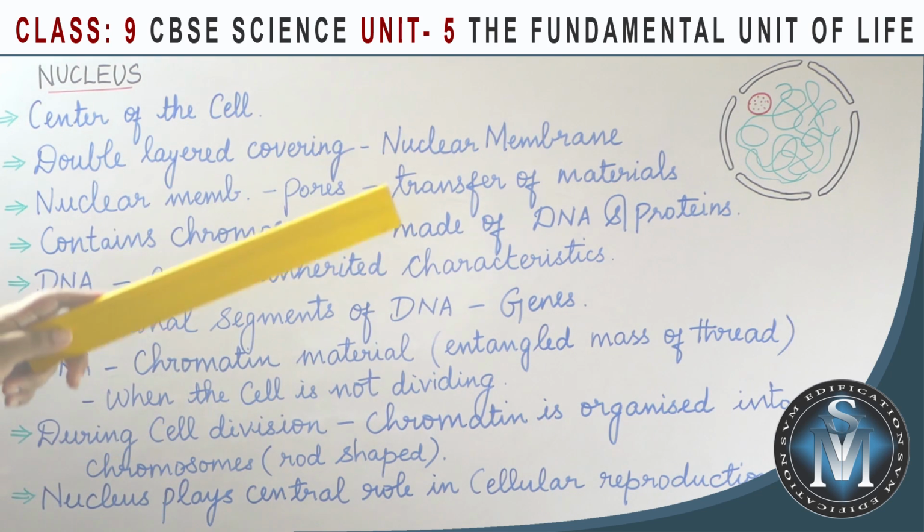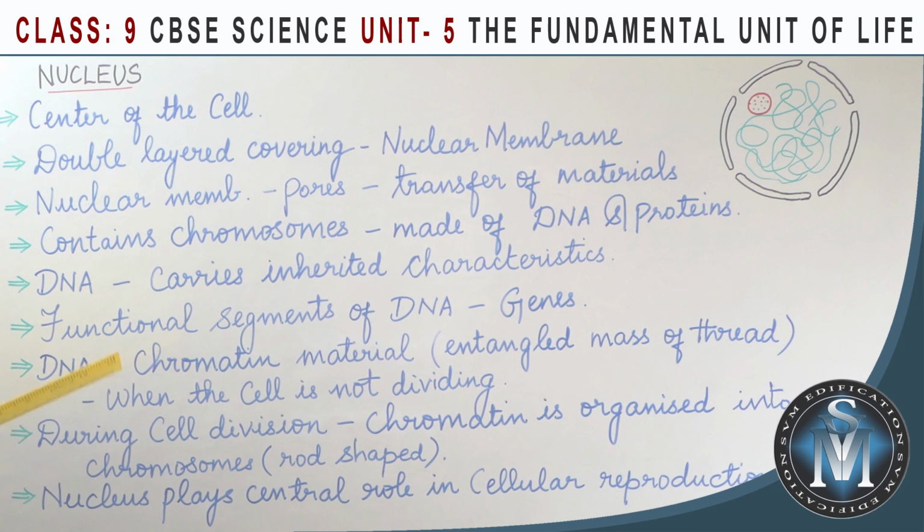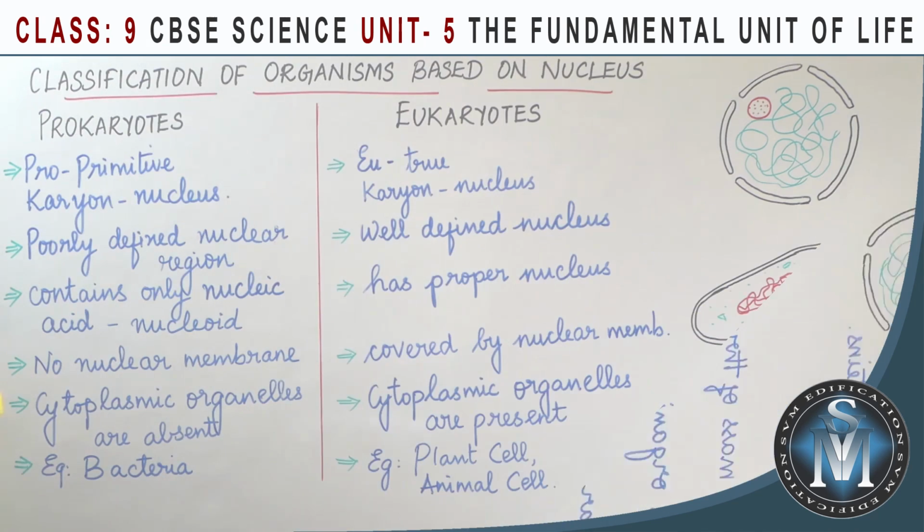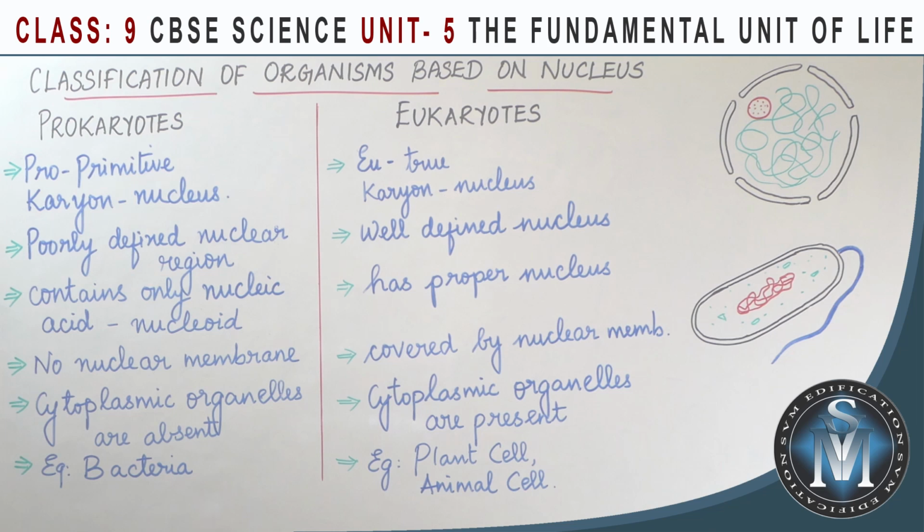This appears only when the cell is not dividing, but during division what happens is this chromatin is organized into chromosomes, which look rod shaped. The nucleus also plays a central role during cellular reproduction, that is when the cell reproduces, it divides into two, and during this division it is the nucleus which first starts its division. We will see the continuation of this in our next video.